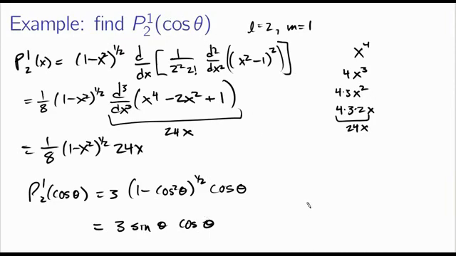Now if I wanted to know what the full Y of theta and phi would be, in this case, my phi part is given by e to the i m phi, where m now is 1, so it's just going to be e to the i phi. And my theta part here would be 3 sine theta cosine theta. So I have a theta part and my phi part, and I'm going to have some normalization constant out front, which I have not yet specified.